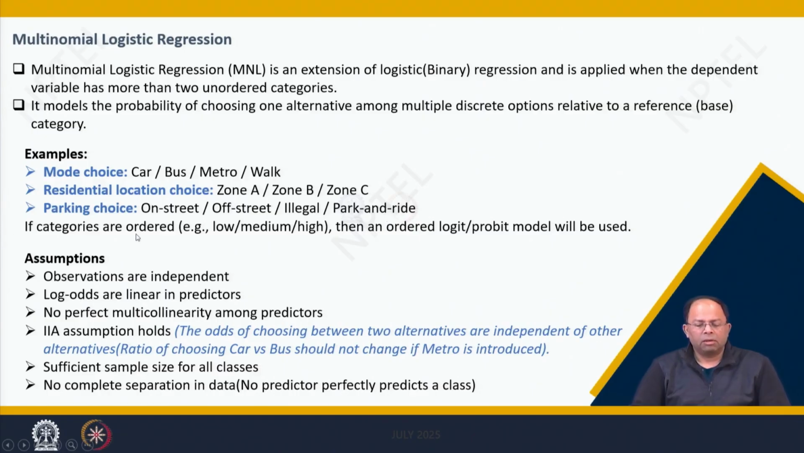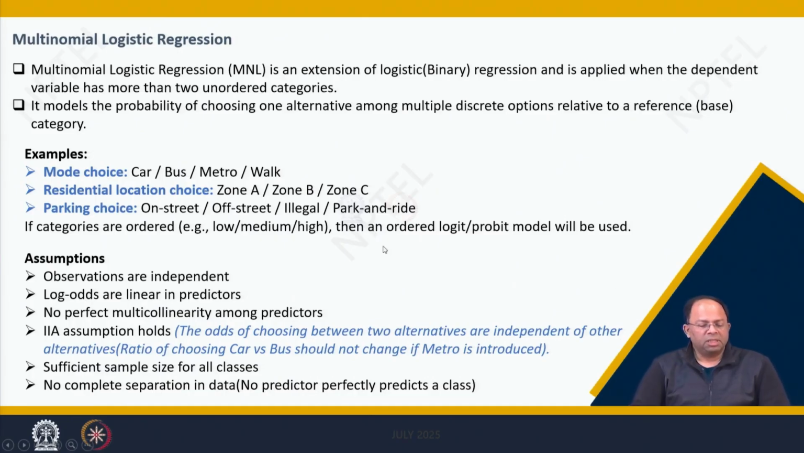If categories are ordered, suppose there is an order, like low, medium, high, so that means the outcomes are also ordered. In that case, we will not use multinomial logistic regression. We will use an ordered logit or a probit model, which is a different model altogether.